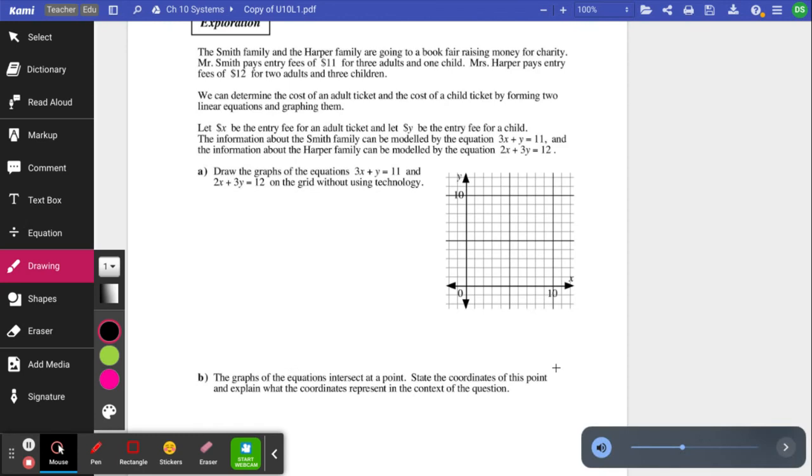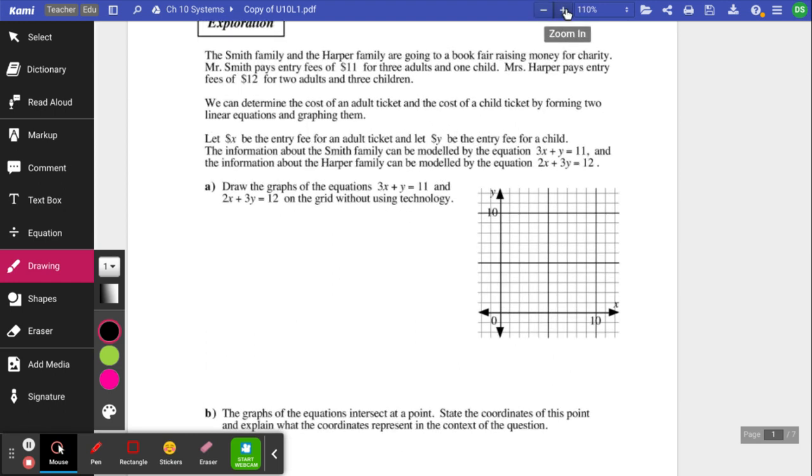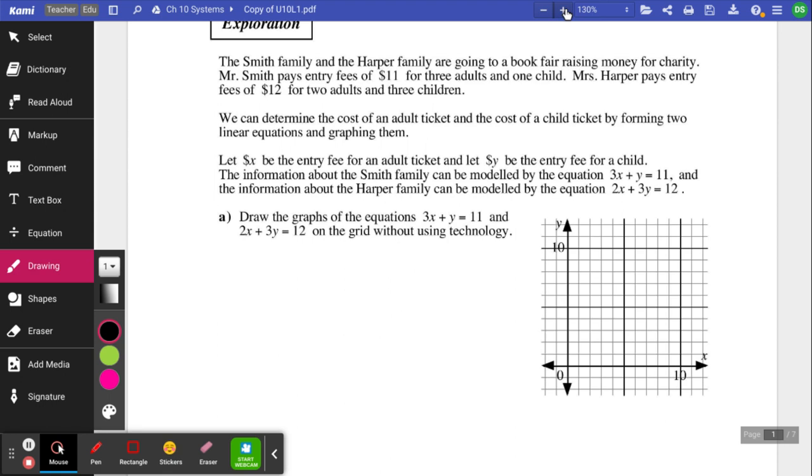So we're reading this systems of equations. The Smith family and the Harper family go to a book fair, and it cost them two different amounts. Here's what we do. To determine the cost of an adult ticket, you simply make it X, and you make the cost of a child ticket Y. That's simple. This is very easy to start.